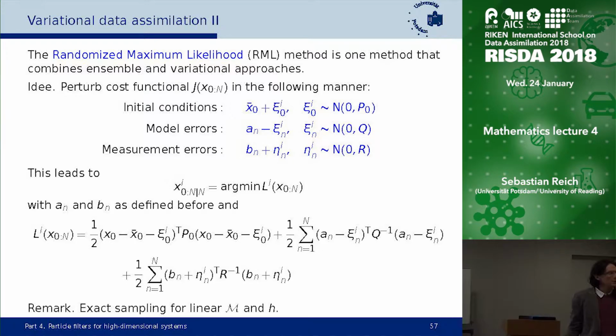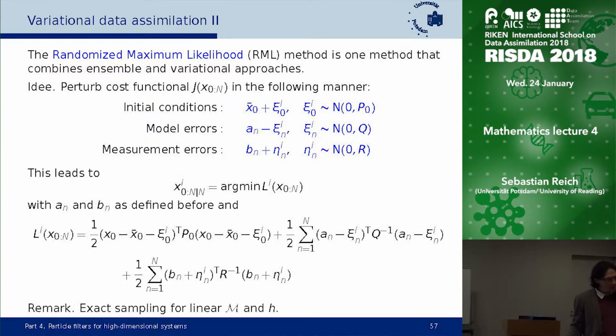You add an artificial model error term. You choose a random number from that distribution. So Q is the model error. And you do the same, you perturb, in a way, you add an error to the measurements as well. So it's a bit like the perturbed observations EnKF, except you do this in this cost functional. So you plug it in everywhere. And then, again, you minimize.